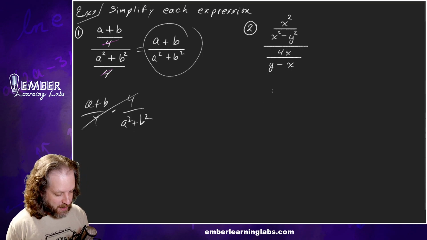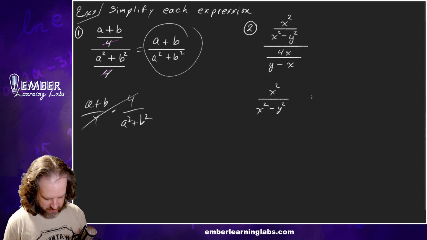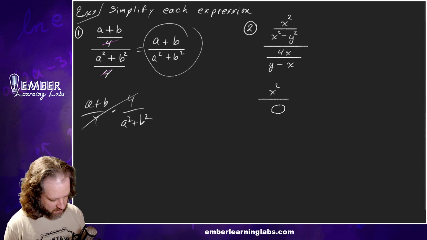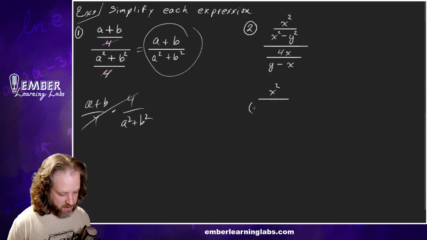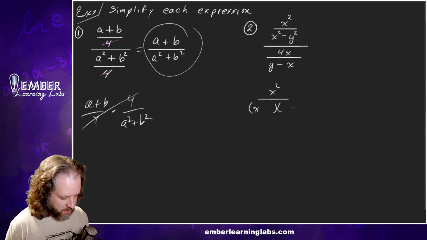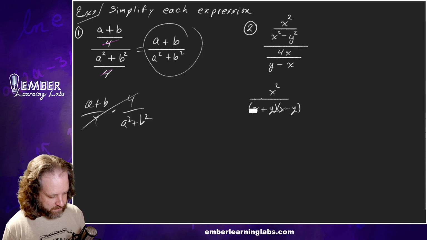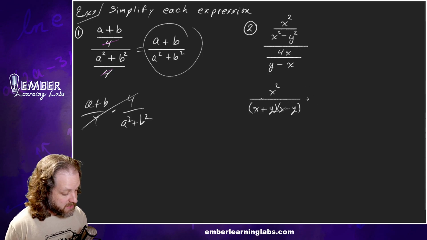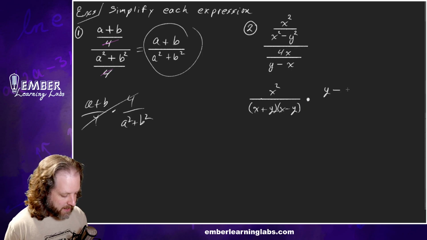So I'm going to write the top one, X squared over X squared minus Y squared. Actually, let us go ahead and factor that. That's a difference of two squares. Let's do that while we're bringing it down. So square root of the first, square root of the second, plus and minus, right? Easy peasy. And then times, we flip the denominator over. So y minus x over 4x.